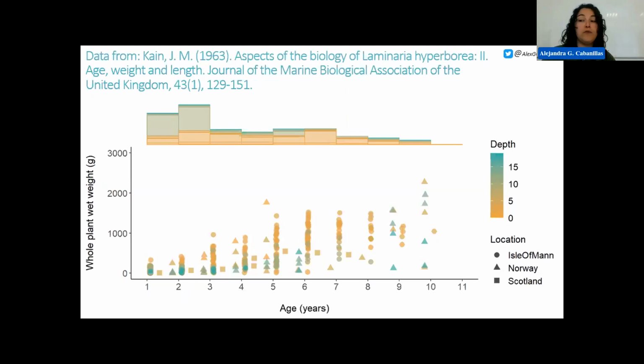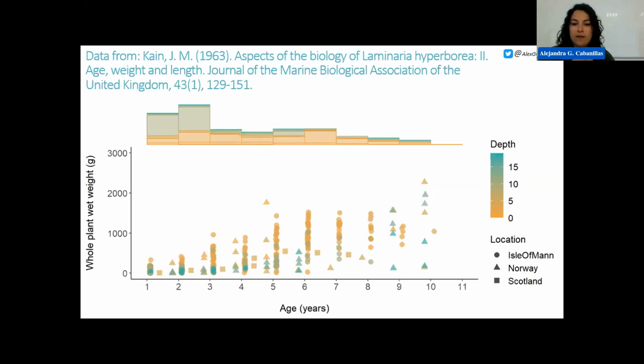Before, I was showing you the mean and the maximum and the minimum. Here I'm showing you the raw data. So these are the measurements of various individuals. It shows the whole plant weight at different ages. You can see deeper plants shown in blue and shallower ones in orange. There are 3 locations shown roughly in their own column. We have Scotland, Norway, and most of them coming from the Isle of Man. The histogram that you can see above refers to the abundance of the individuals at each age, and you can see that we have more younger individuals than older ones.